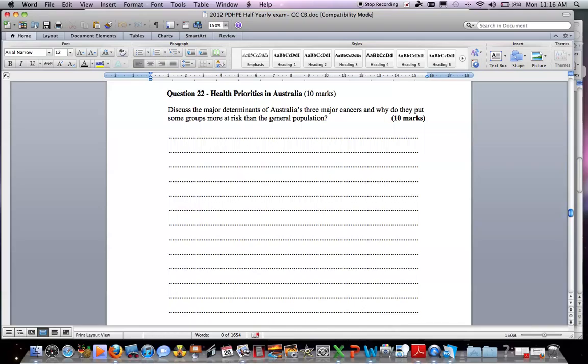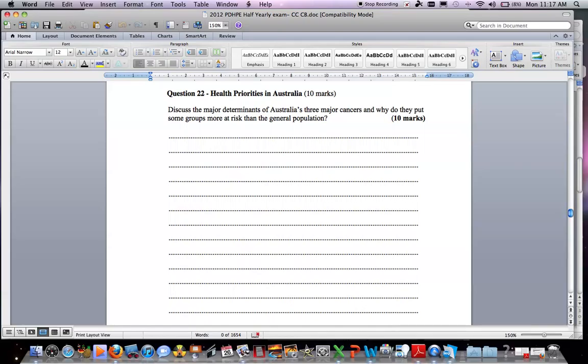So the discussion of the determinants of each of those cancers, for example, breast cancer might have been to do with the age of the female, the time at which they have given birth, the family history. Groups at risk, why does it put some groups more at risk? The discussion based around family history, being overweight, drinking alcohol and other lifestyle factors, those were some of the things that could have caused a higher risk for somebody to suffer breast cancer.